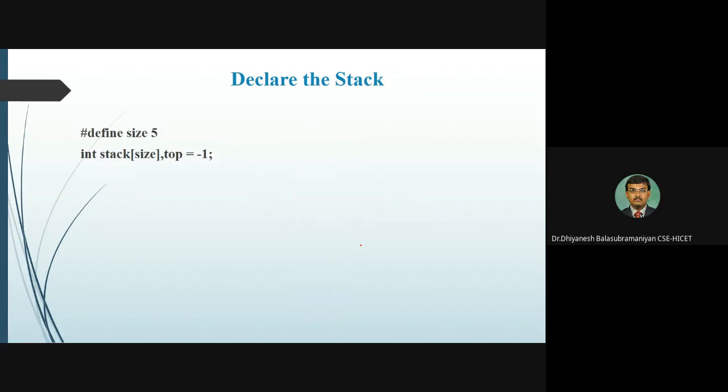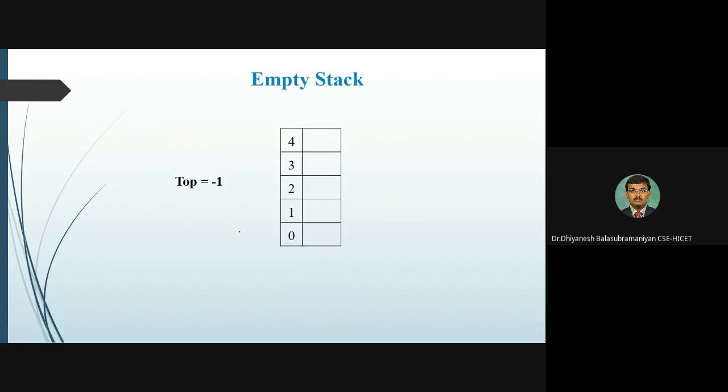And this is how to declare the stack. The size is defined as 5, this is a macro definition. And this is an int stack of size, and top equal to -1. So what is the meaning of top equal to -1? If the stack is empty, then top equal to -1.